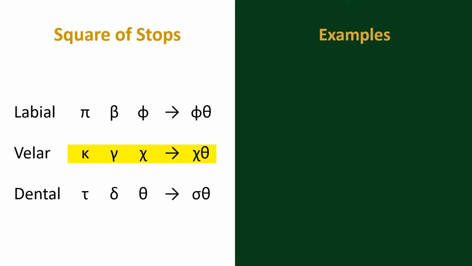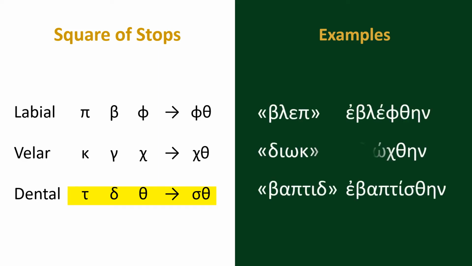And finally, if the tense formative θη is added to a stem ending in a dental, the dental changes to sigma. This is the most unusual of the changes, resulting in σθ. Let's look at 3 examples, one for each category. Firstly, the stem βλεπ ends in the labial pi. When the tense formative θη is added, pi becomes phi to produce the final form ἐβλέφθην, I was seen.